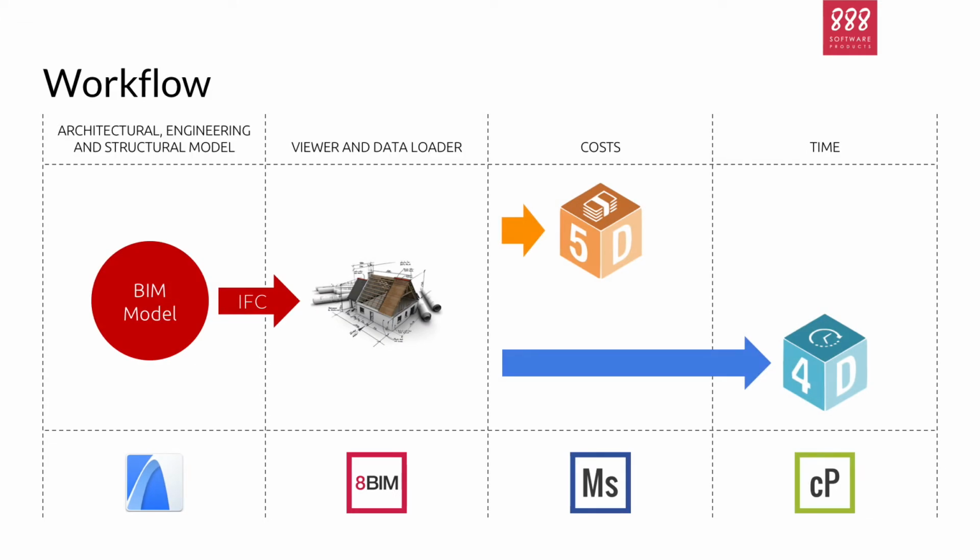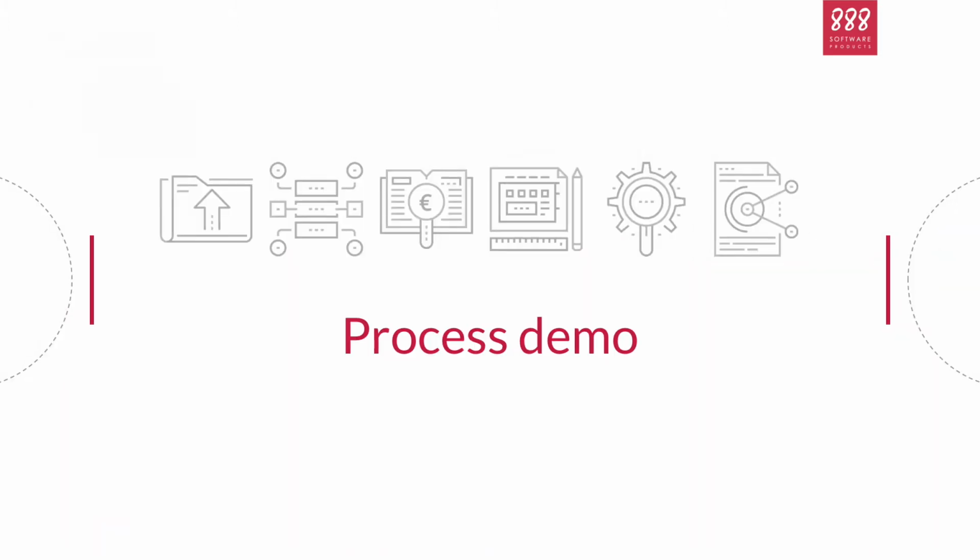This workflow starts from a BIM authoring software like ArchiCAD and from the exported IFC file. This file is loaded from the 8 BIM module into the 4K collection, and all the data and the model described in the file are firstly visualized to the user into the module window. The module's data can then be handled by Mastro for the bill of quantities estimation and, in a second moment, by cPlan for the activity scheduling. Let's see a demo of this process.